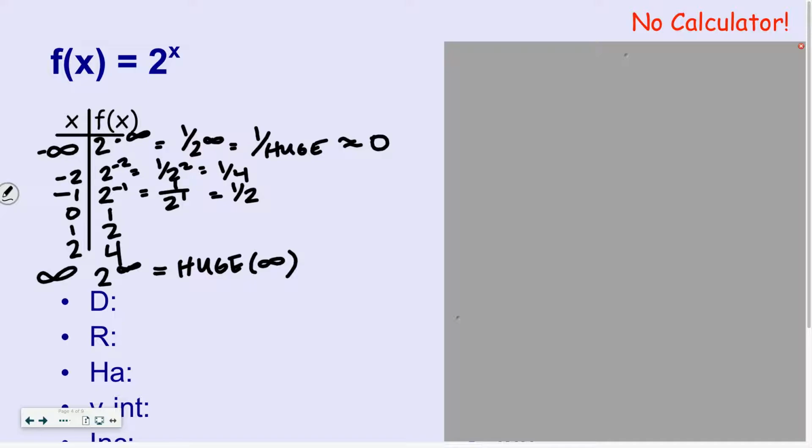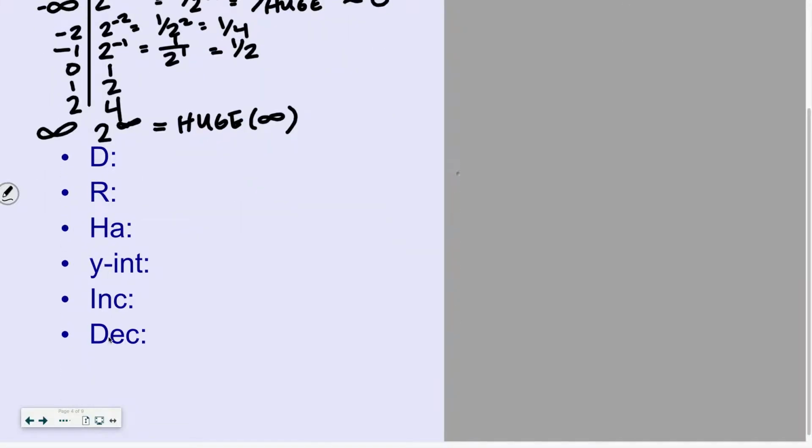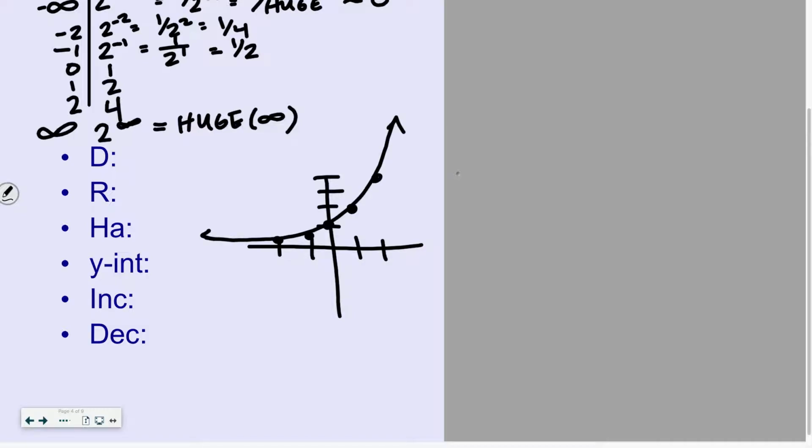Okay? So when we're graphing, and you may recall from your previous knowledge in Algebra 2, that means when we're graphing this, and I'm doing -2, 1/4; -1, 1/2; 0, 1; 1, 2; 2, 4. As I go to negative infinity, I'm getting closer and closer to 0, but I'm never actually getting there. So I'm producing a horizontal asymptote. As I go to the right, notice my graph is just pointing upwards. It's just going to keep going towards positive infinity.